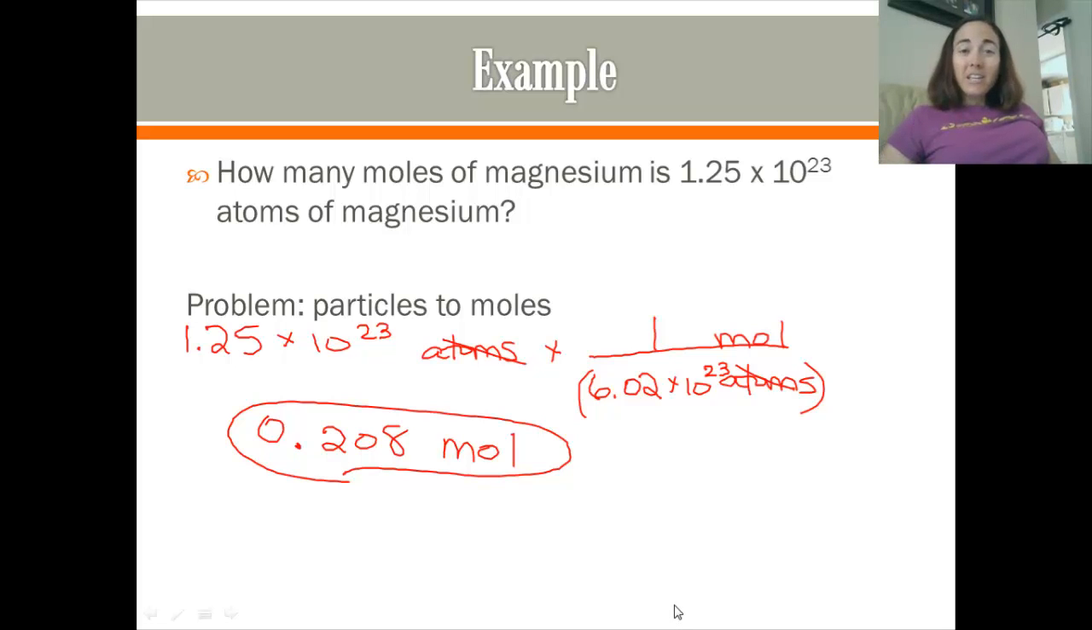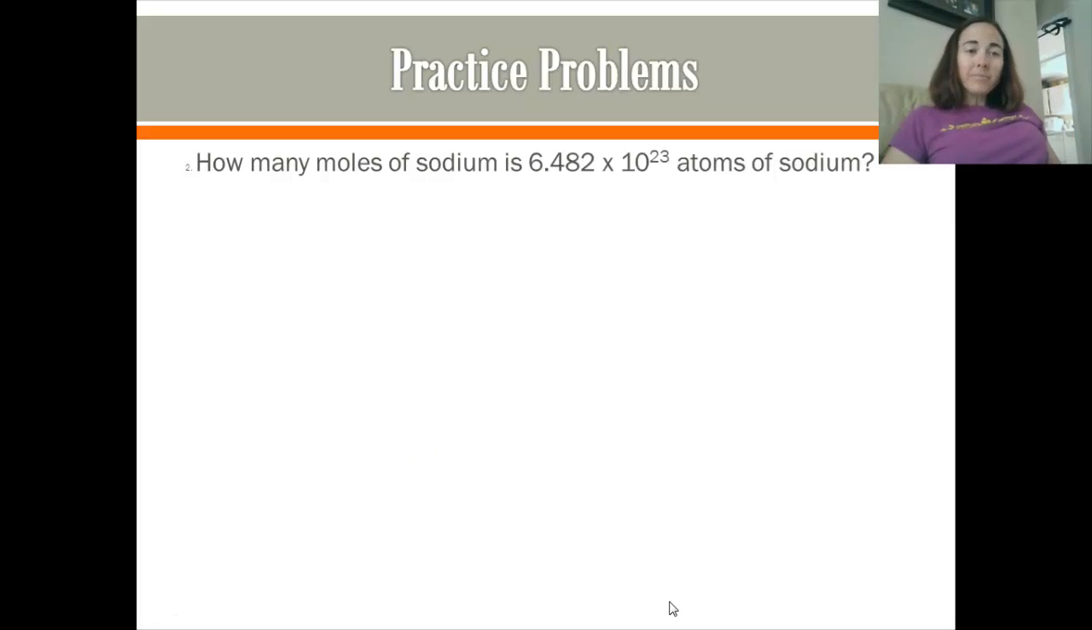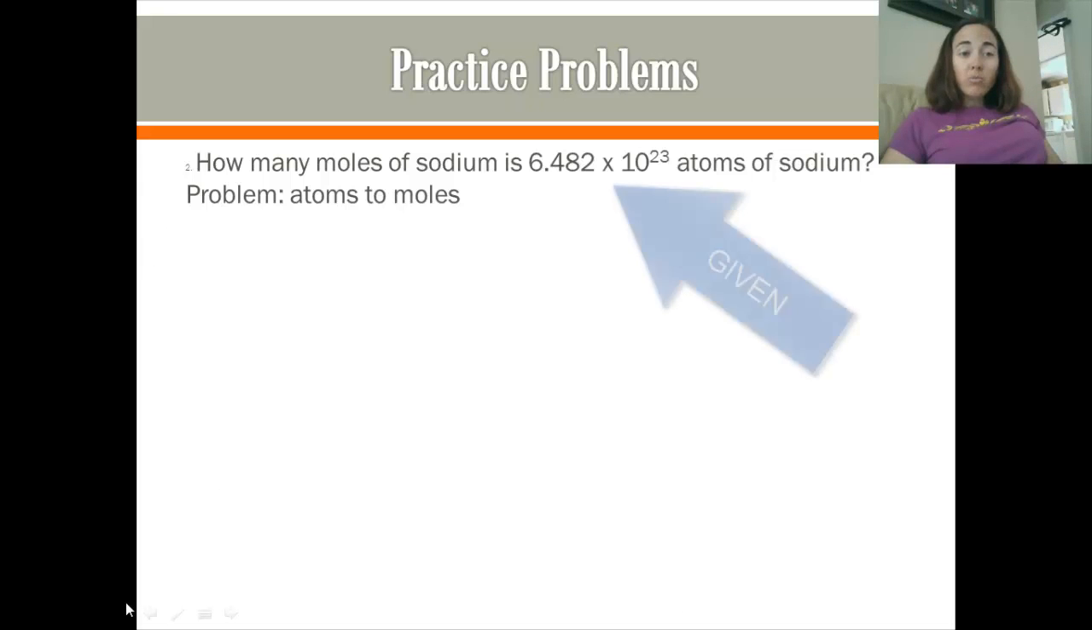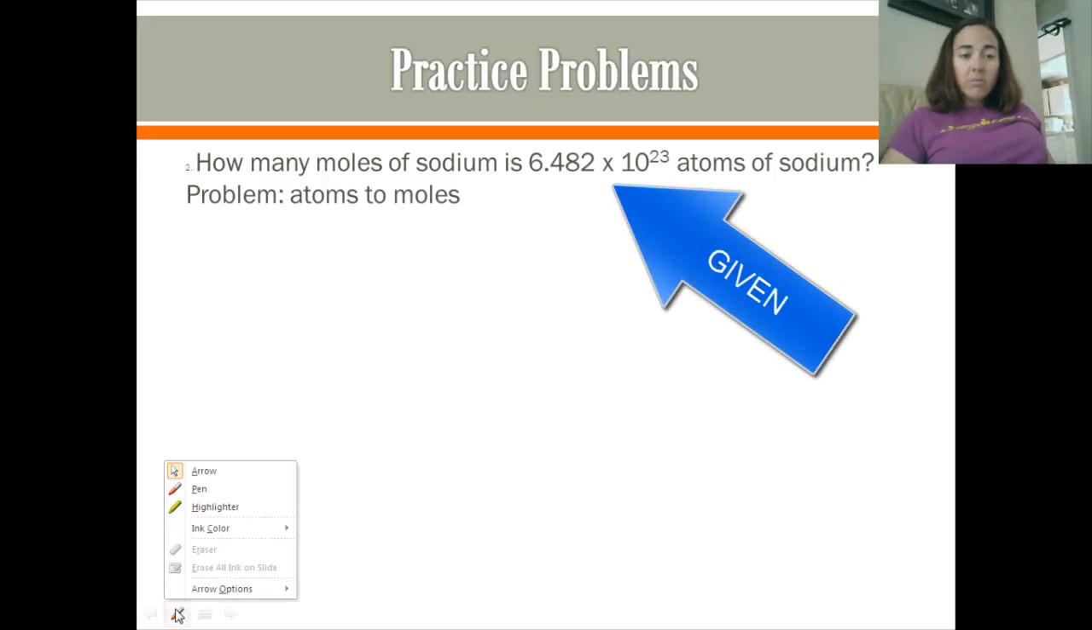Alright, let's take a look at another one. This one is how many moles of sodium is 6.482 times 10 to the 23rd atoms of sodium? It's a different element, but still, it's a problem that we are starting with atoms and going to moles. So again, let's start setting up, we want to start with what we're given. Let me get my pen back here. I'm going to write down the given first.